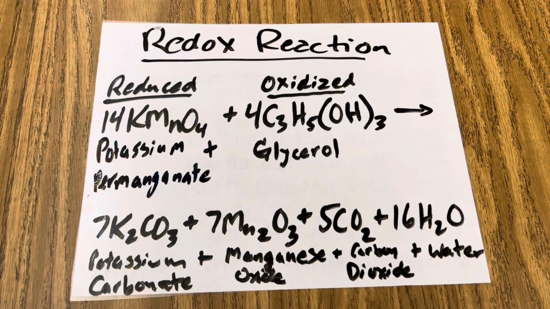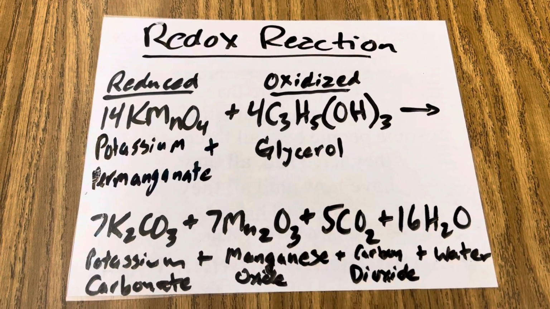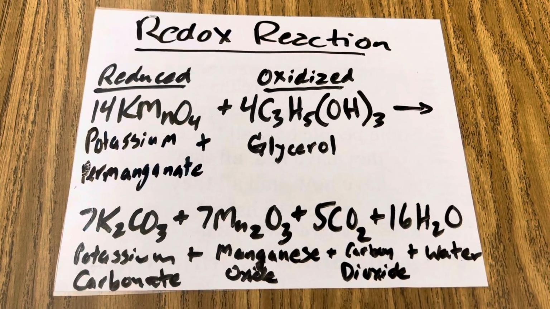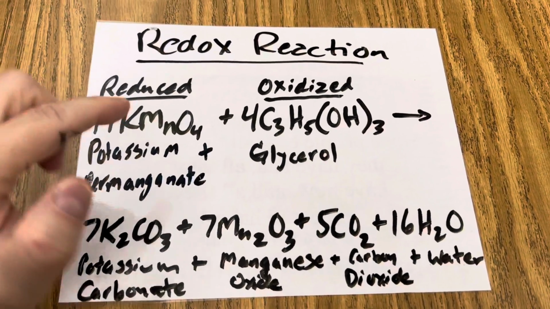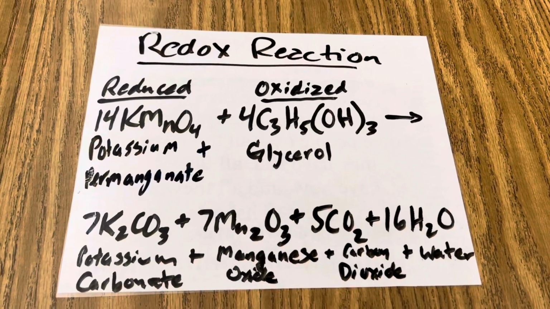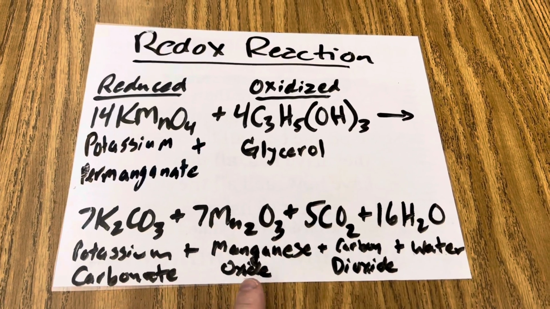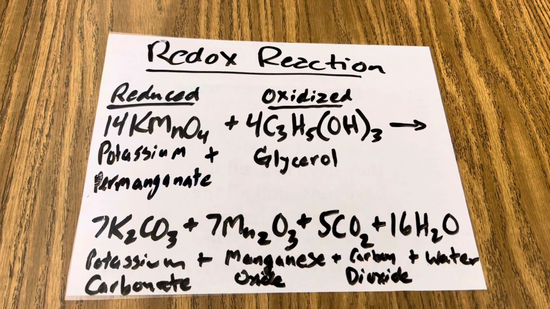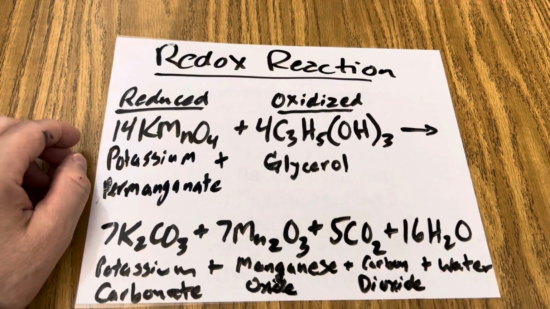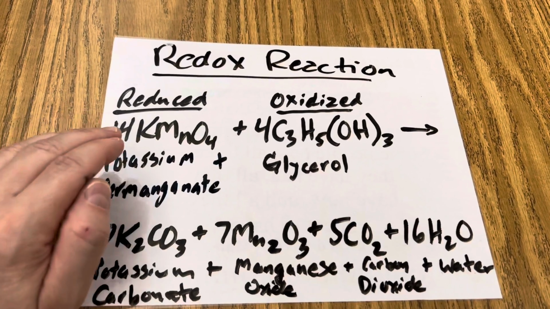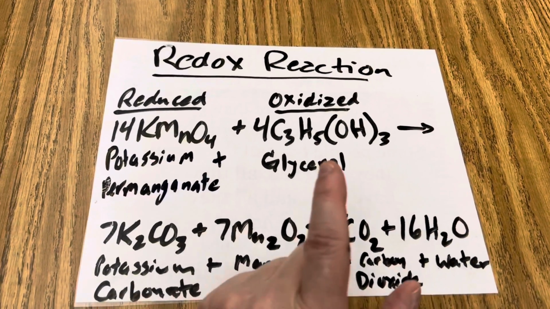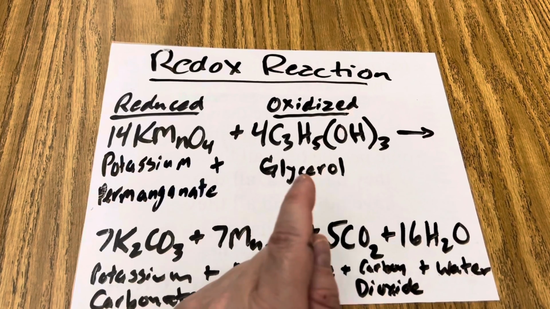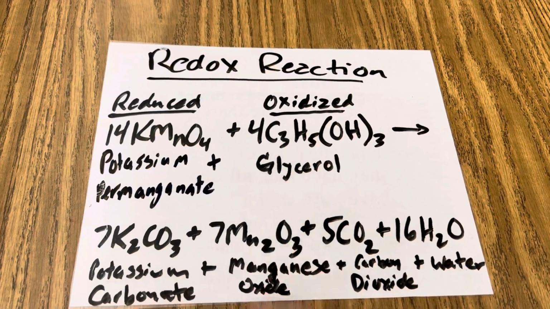So this is a reduction oxidation reaction, or redox reaction for short. Your reactants are potassium permanganate and glycerol, and your products are potassium carbonate, manganese oxide, carbon dioxide, and water. In a redox reaction, you have one side that's being reduced, that's the potassium permanganate, in that it's gaining electrons. The other reactant is your glycerol. It's being oxidized because it's giving up electrons.